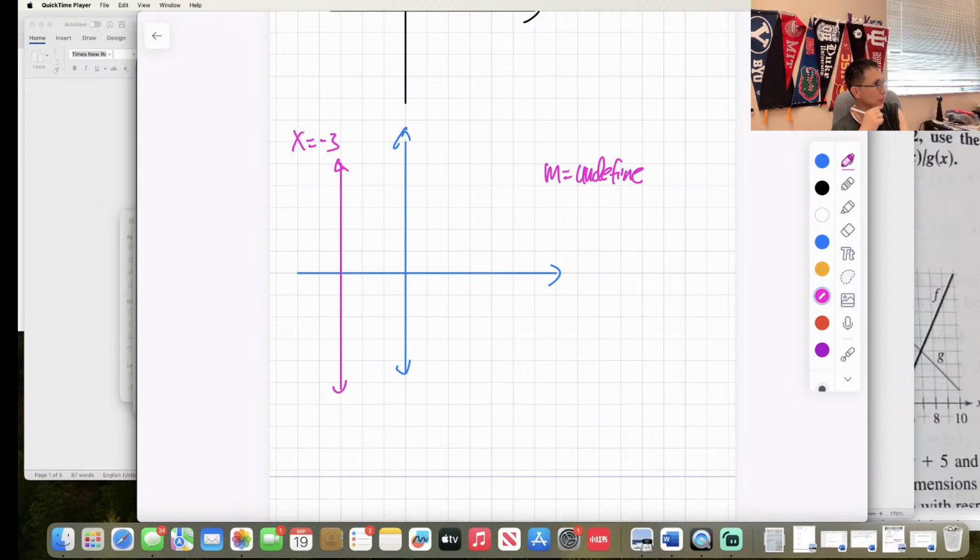Is this a function? Who says yes? Alex says it's a function. Sophia says it's a function. So two people. Who says it's not a function? Who can tell me why it's not a function?